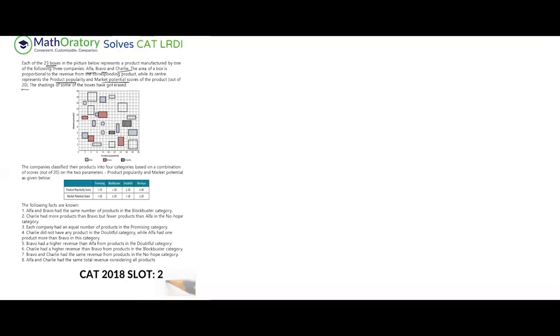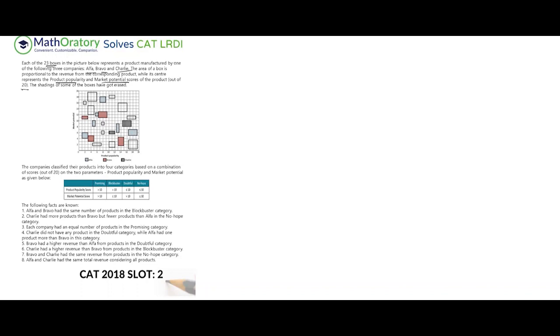So there is this X and Y axis. Again, when I show the enlarged version, you'll find that in clarity. I'll explain that once again. So these two things, product popularity and market potential scores out of 20, are indicated by the center of each of those products. So for each of those boxes, the center, wherever it is, will indicate what is the market potential and what is the product popularity. So X and Y axis.